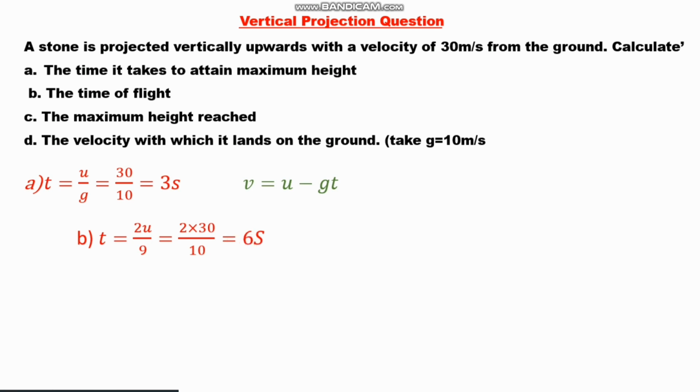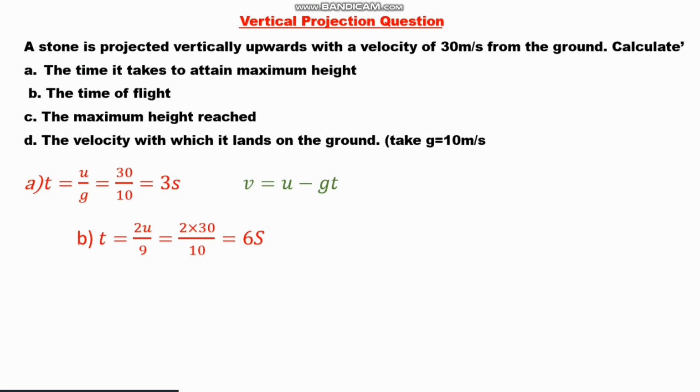As you can see from these values, the time it takes to reach the maximum height is the same time it takes to return to the ground. So in other words, you can get the time of flight as twice the time the body takes to reach the maximum height. The third part of the question is the maximum height reached.